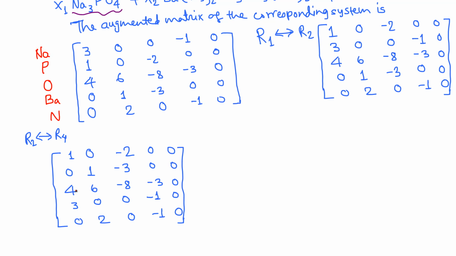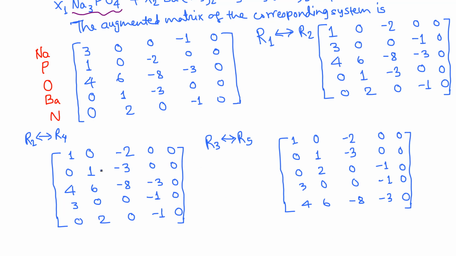Now we're going to make this 0 here. Here we've got 0, so we can swap R3 and R5. So let me write that over there. We swapped row 3 and row 5, so we have 0 here. Next we want to make this 0 using this pivot 1. At the same time we can make this 0 using 1 as well.